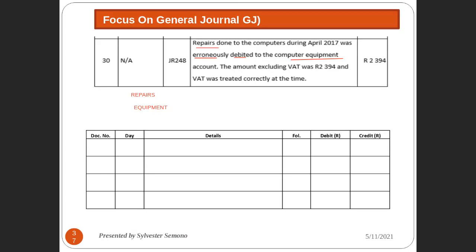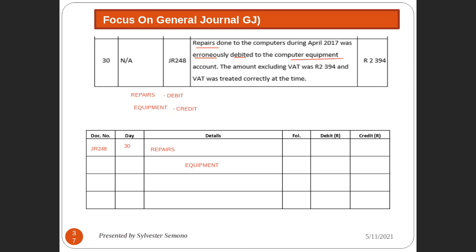This one is very easy. And we're going to do the right thing. What is the right thing? We need to debit what? Perfect. So it means we must come here, JR 248 on the 30th. Obviously, the account to debit must come first, and the account to credit must come after. But the question is, we have got 2394.